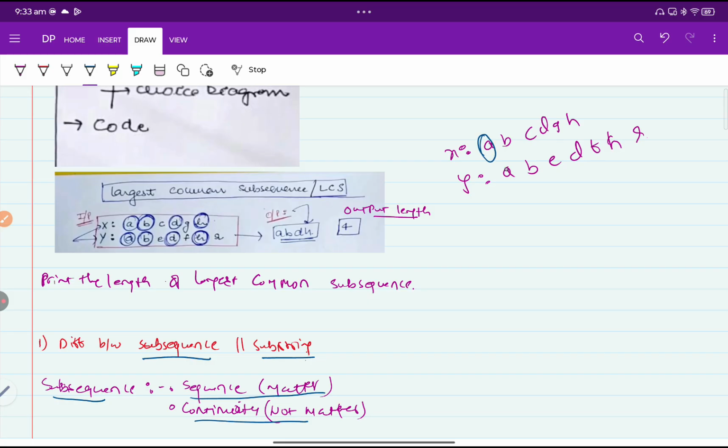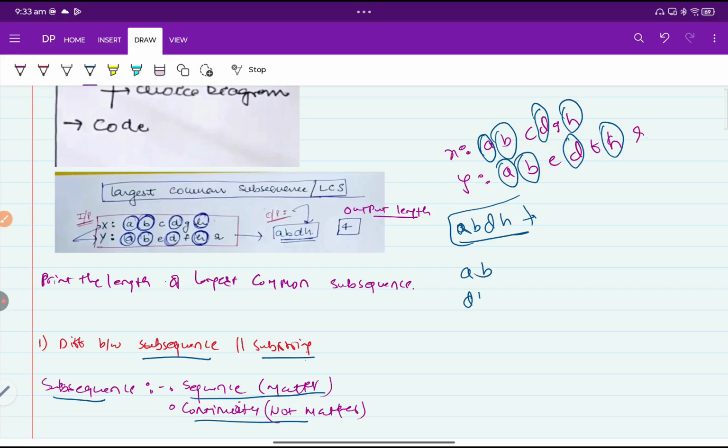If I look at this: this is a, this is b, this is d, this is h. These characters are repeated in both strings: a b d h. Initially we got the largest subsequence. Other possible subsequences are ab, dh, a single a, b, and abd. But we have to select the maximum length subsequence.